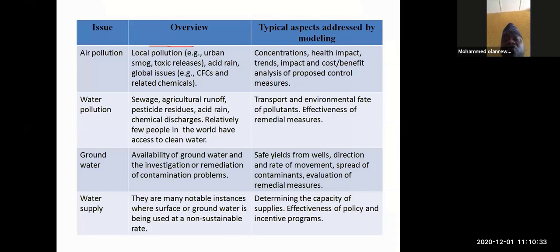So anybody that wants to work in modeling there has to talk about determining the capacity of supplies, the effectiveness of the policy, and incentive programs. Just recently, I heard that some state governor wants to start levying people a tax, so that anytime you want to have a borehole in your house, they levy you. And I keep on wondering why.